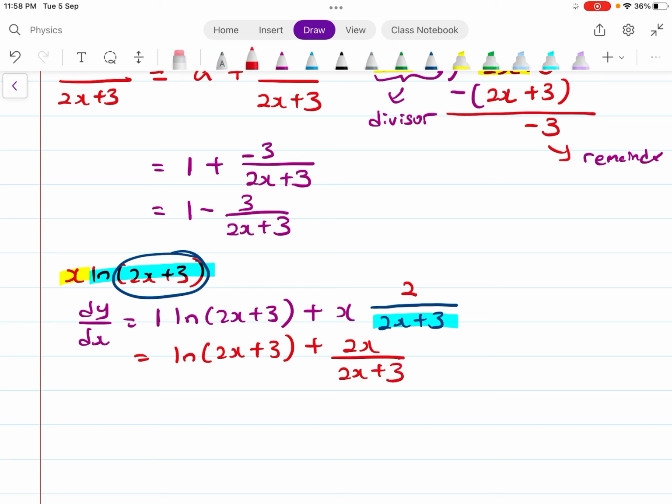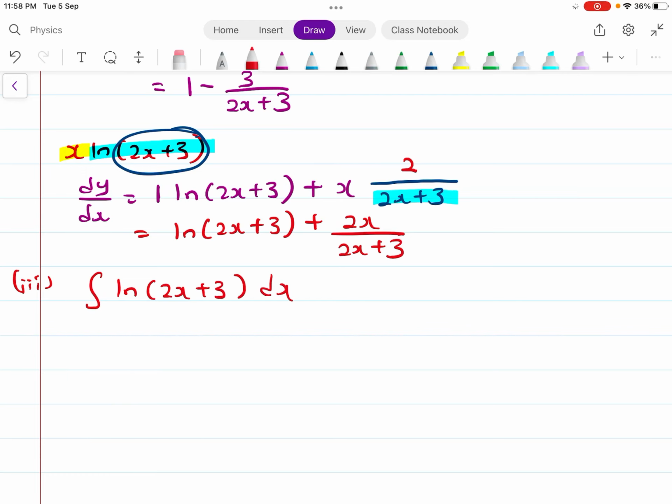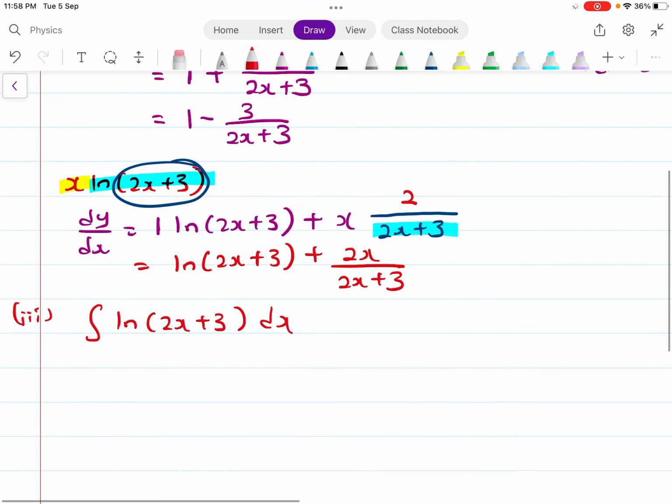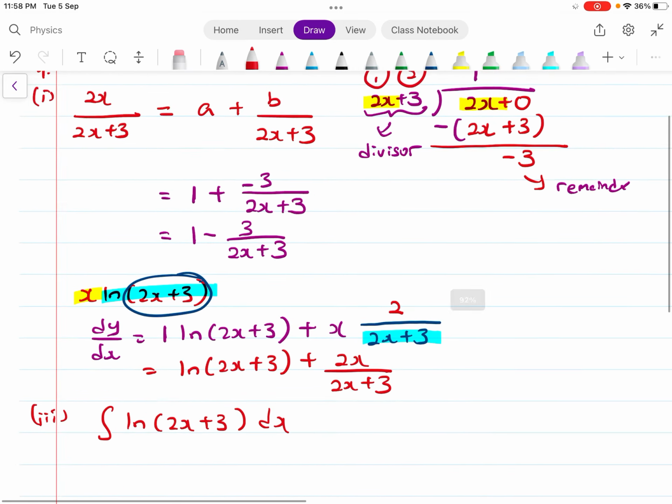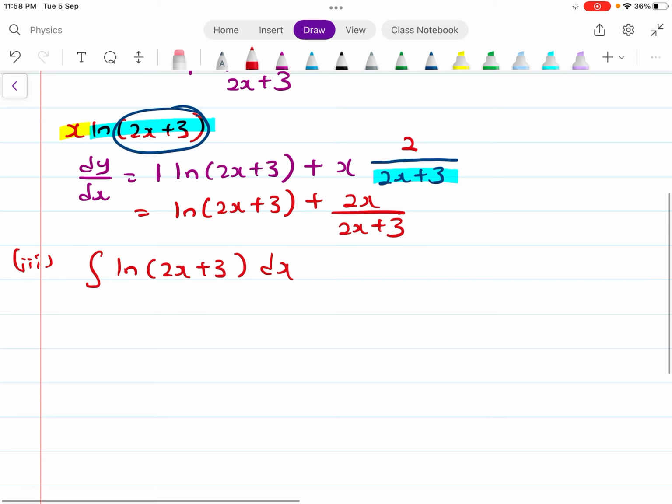Part 3: using the results in part 1 and part 2, determine the integral of, let me write it down first, ln(2x plus 3) dx. This type of question is what we call differentiate then integrate. So we always want to go back to part 2 first, where they ask us to differentiate this. If you look at the part 2 answer right here.